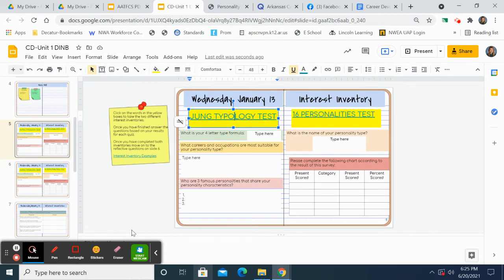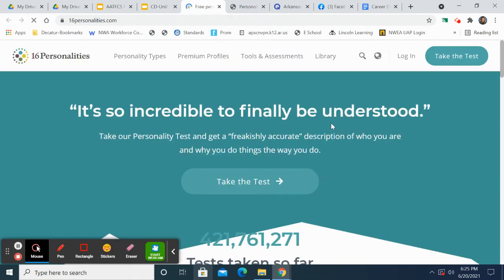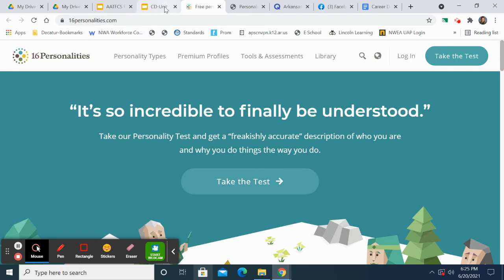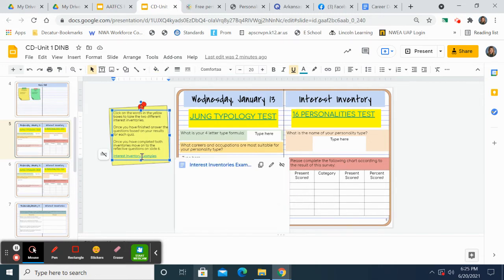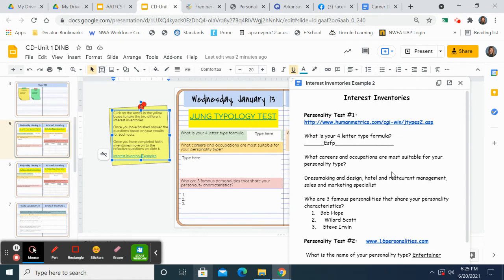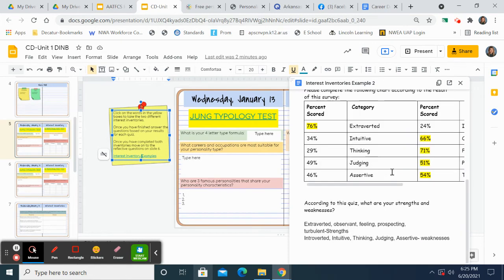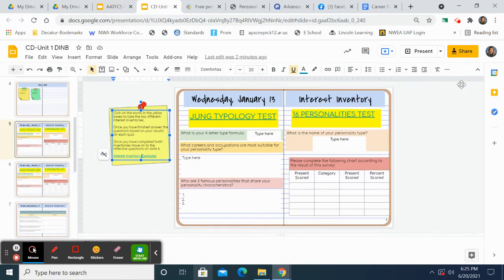So then I have them tell me what their 4-letter type formula is, what career and occupations are most suitable for their personality type, and then what are 3 famous personalities that share their personality characteristics. And then I have them complete their 16 personalities test as well, which, same thing, I go ahead and read to my students as well. Then I have them tell me the name of their personality type, and they will list the percent they scored in each category. I also have given them an example of a Google Doc, because I used to do this in a Google Doc, so they know what it should look like.